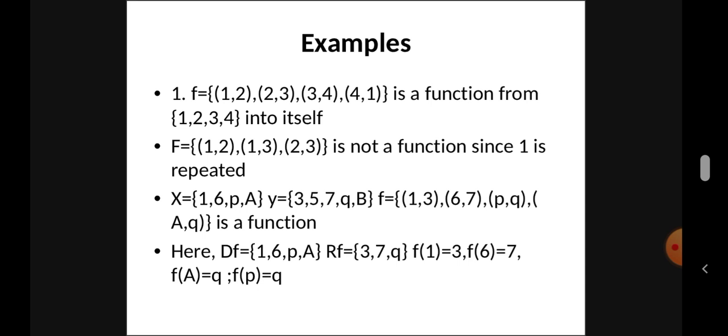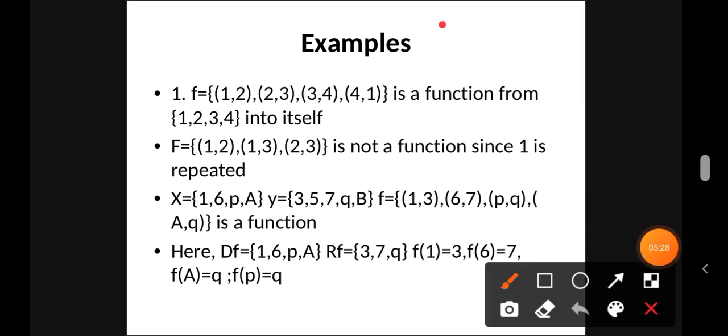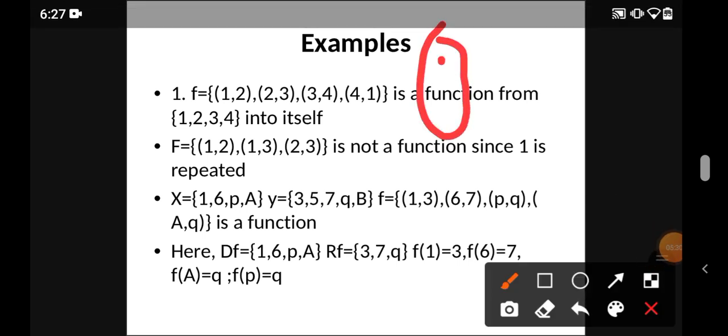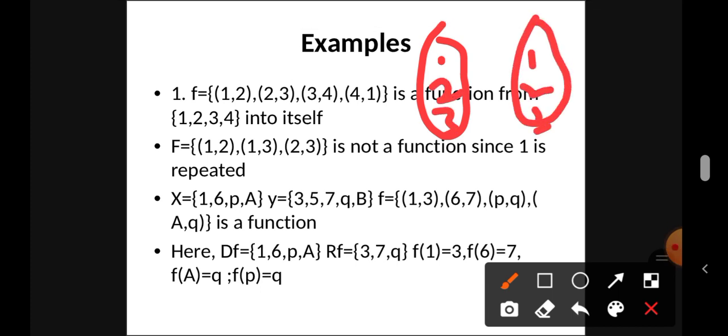Then here we have another relation: (1,2), (1,3), (2,3). 1, 2, 3 is here, 1, 2, 3 is here, and (1,2), (1,3) and (2,3). Here, this is not a function. Why? Because here 1 is repeated. 1 to many is not possible in the case of a function.